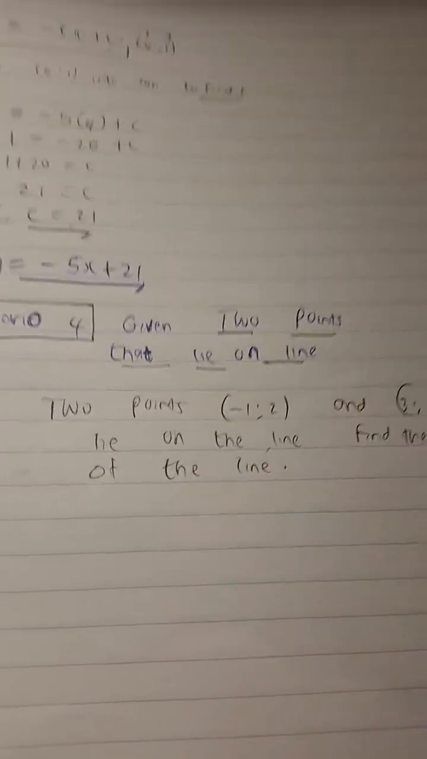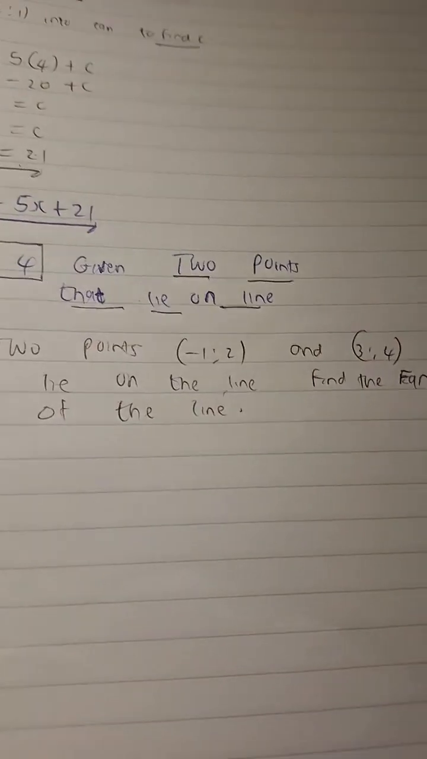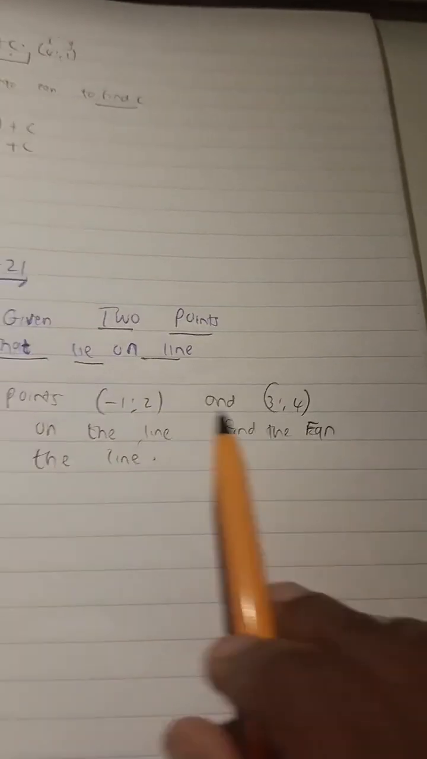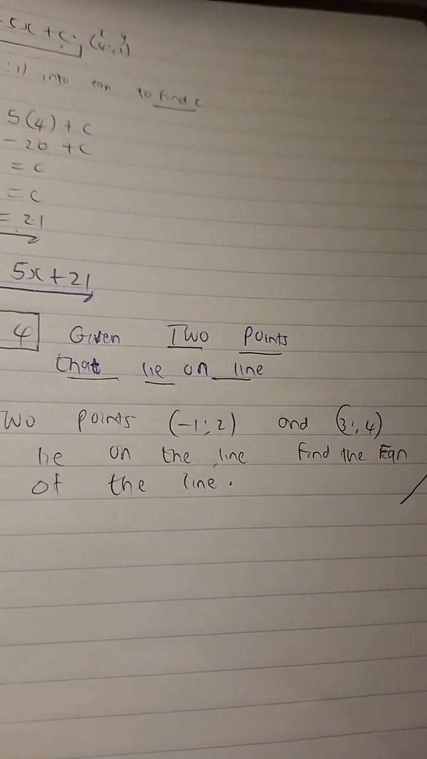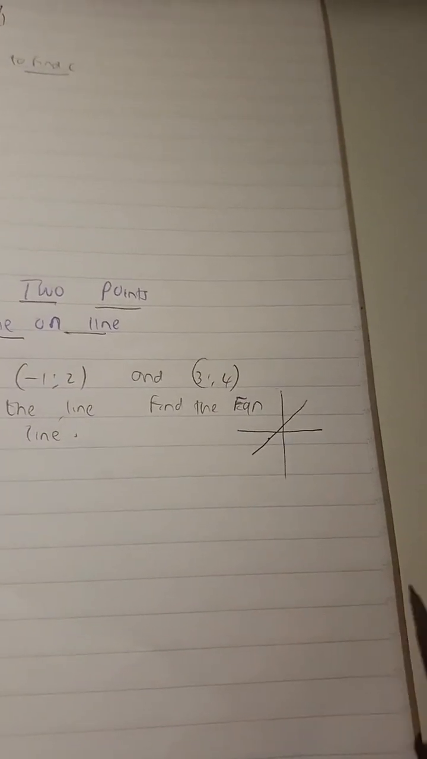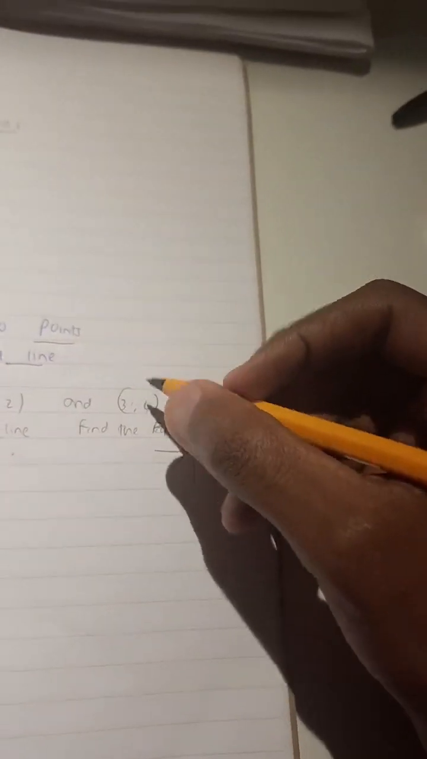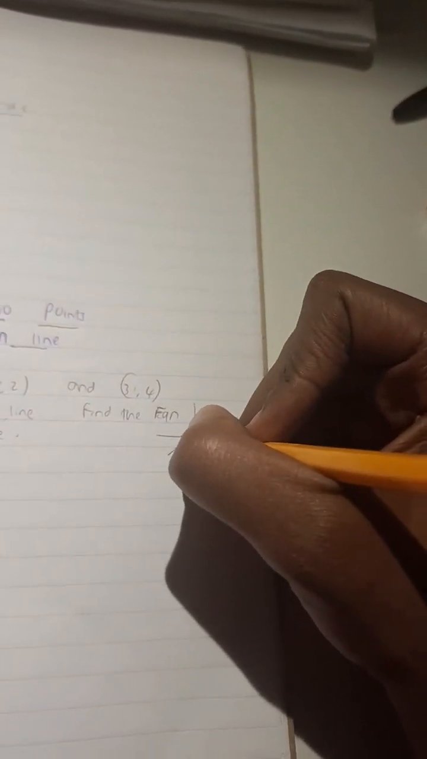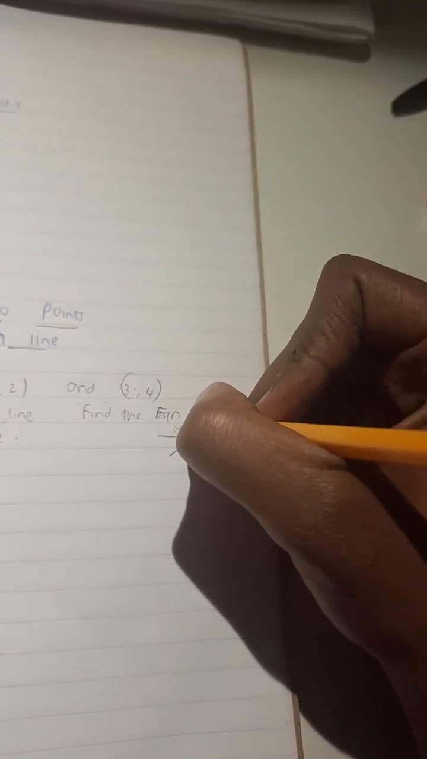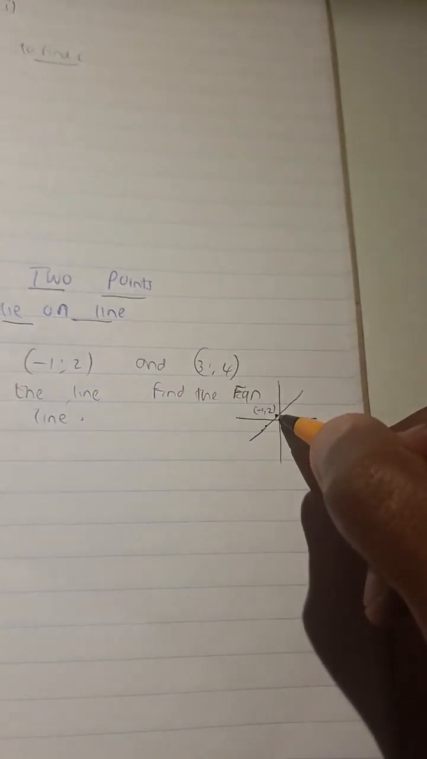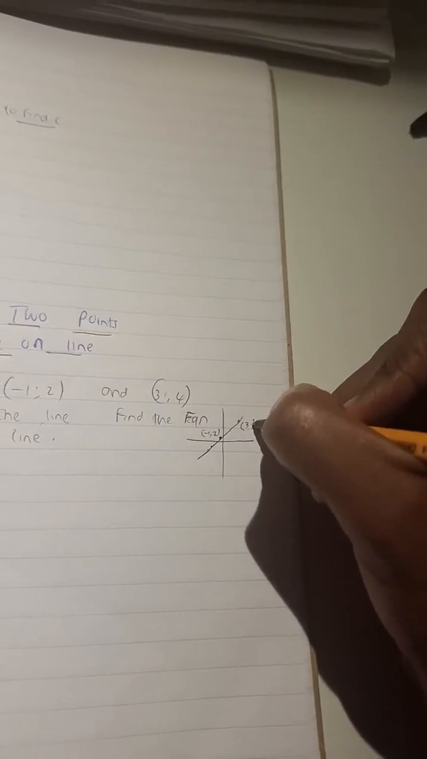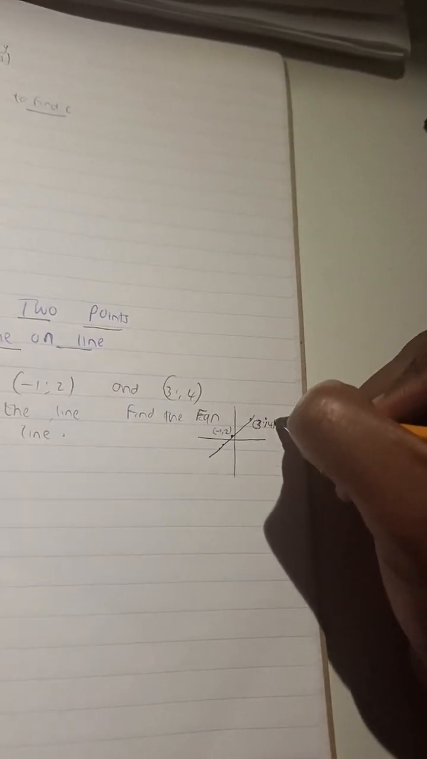How do we find the equation of the line if we are given 2 respective points that lie on the line? Sometimes they don't even give it to you in words, but they will give you the actual straight line. You'll have a straight line, maybe something like this. Then they will write here negative 1 and 2. That will be that point there. And then here they'll write 3 and 4.